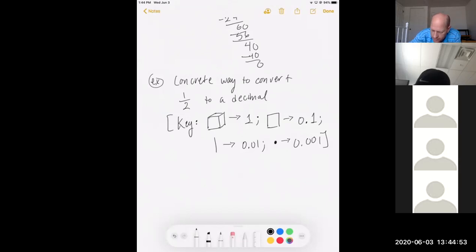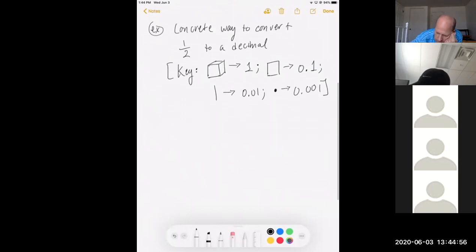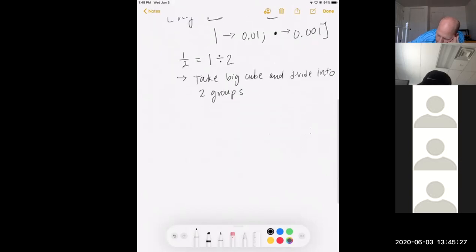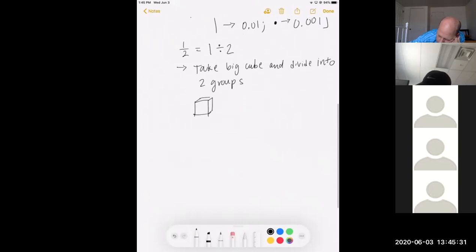Okay. So we're converting a half to a decimal. You take your big cube, that's 1, and divide it by 2. So 1/2 is actually equal to 1 divided by 2. Therefore, we take our big cube and divide it into two groups. Here's a picture, and I'll draw a little depiction here. Big cube, split it up into two groups, okay? We can think of them as just two groups right here.